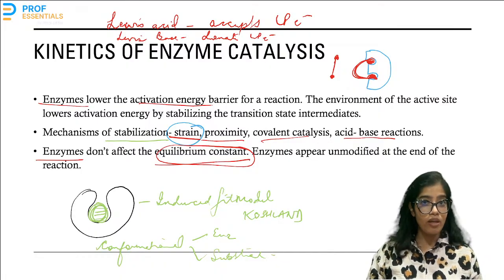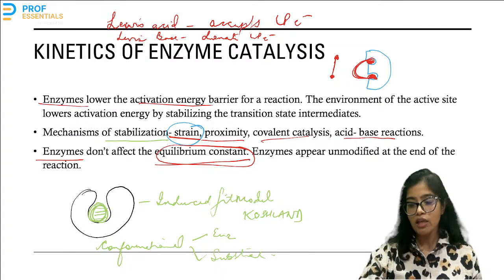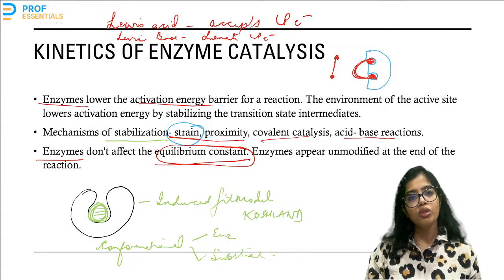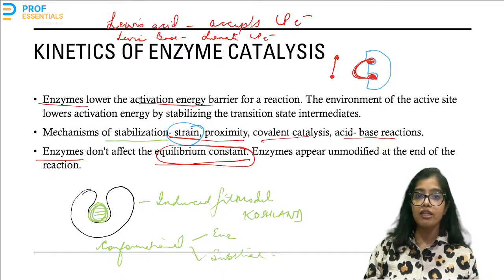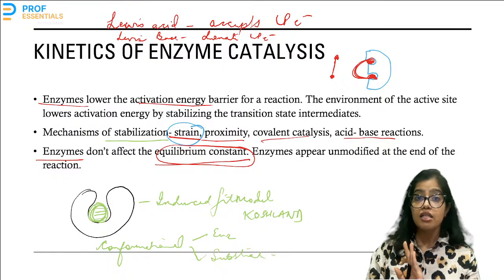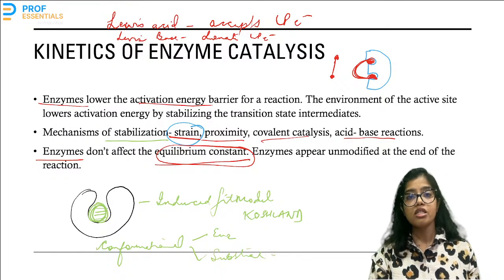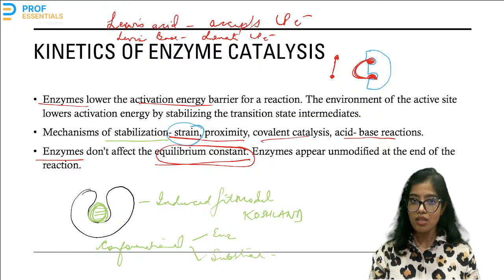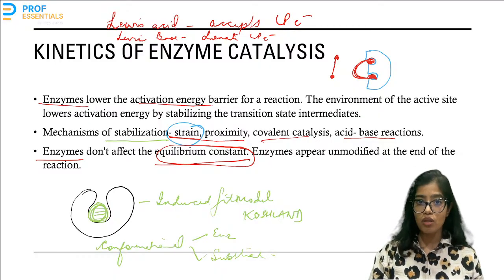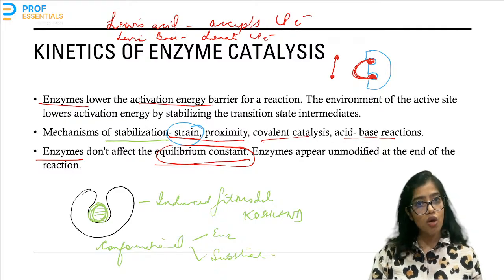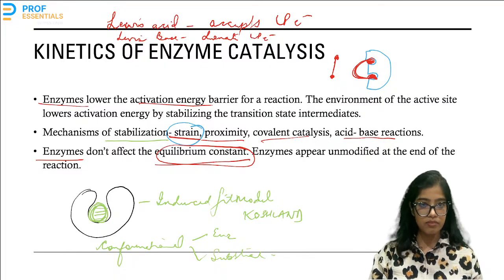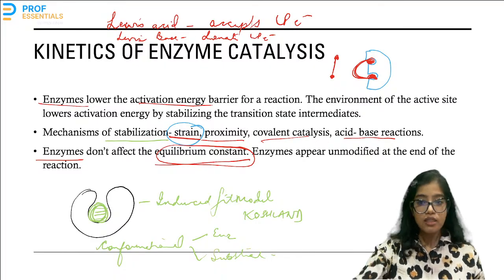Extremely important point. If at all you get an MCQ stating what does the enzyme do to the equilibrium constant, increase, decrease, whatever, it does not affect the equilibrium constant. Please be clear with it, okay? Because the equilibrium constant depends upon the concentration of the products and the reactants, whereas the enzyme does not participate in the reaction as a reactant or a product. Okay, got it? Next.